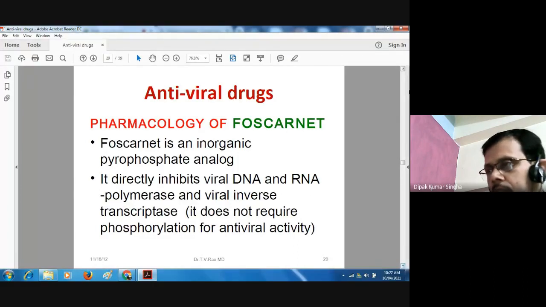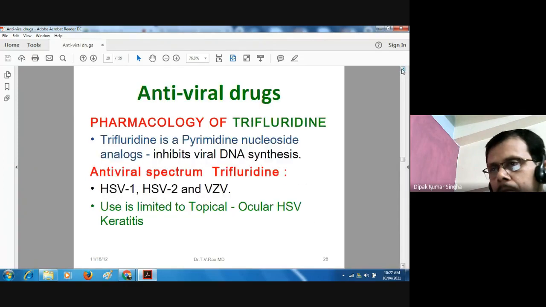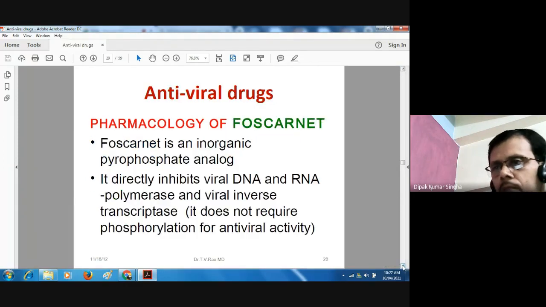Antiviral pharmacology of foscarnet. It is another antiviral drug. Foscarnet is an inorganic pyrophosphate analog, and it directly inhibits the viral DNA and RNA polymerase.